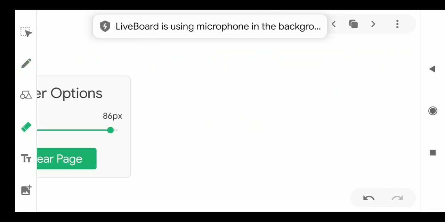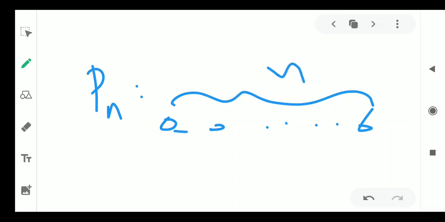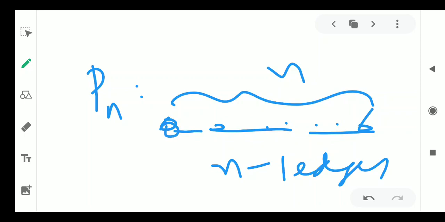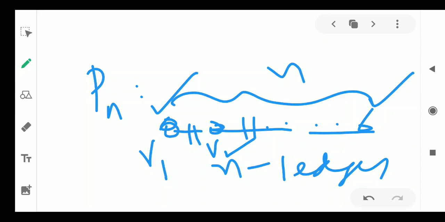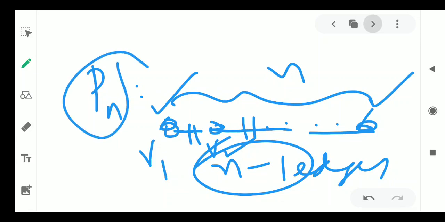So Pn is a notation for a path, a graph of n vertices. N vertices are there, totally n numbers, and how many edges? N minus 1 edges. So you have to start with a vertex. It is not a closed walk, it is a complete path starting with a vertex V1, then an edge, then another vertex, and an edge, like that. So if there are n vertices and n minus 1 edges, a structure like this is what we denote by Pn, the graph actually.